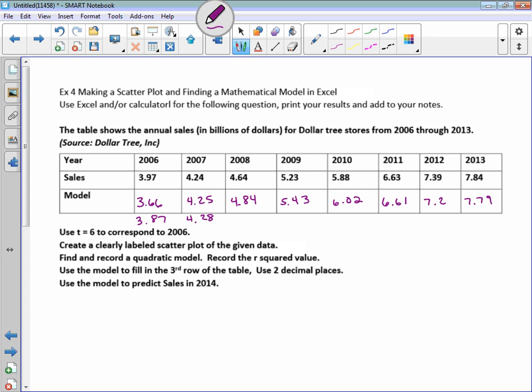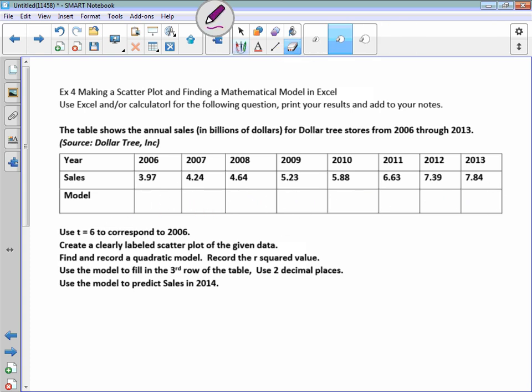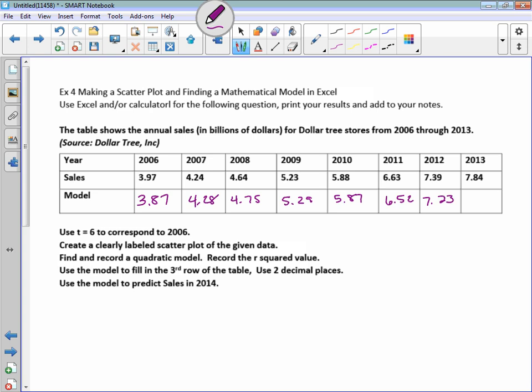So let's try again. You guys read them to me once again. 3.87, 4.28. Okay. 4.75. Okay. 5.29. Okay. 5.87, 6.52, 7.23, 7.99. Okay. Is that better, guys? Yes. Okay. What was your R squared value for this model?